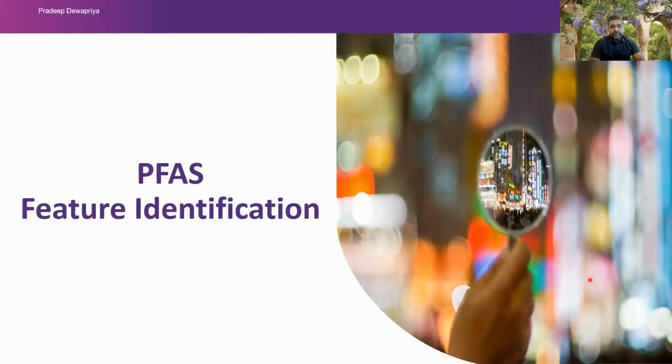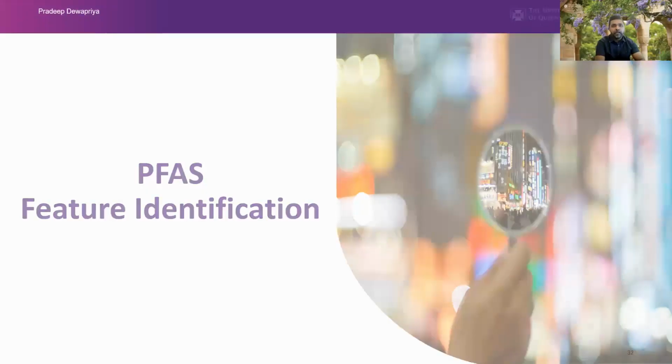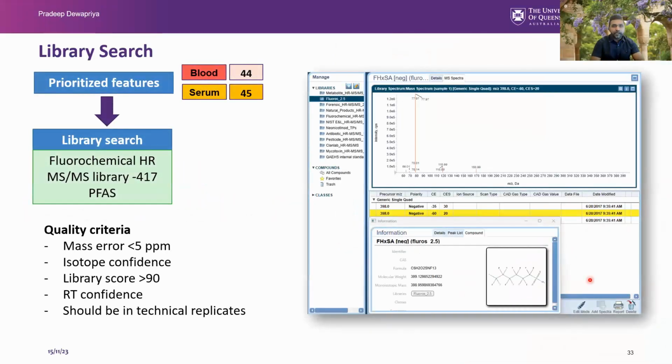For feature identification, a combination of library search, suspect screening, and non-target identification were performed. This is the library search that we performed. Library searches were carried out with an in-house fluorochemical library integrated into the SCIEX OS software. This library consists of over 400 PFAS spectral data acquired at multiple collision energies.